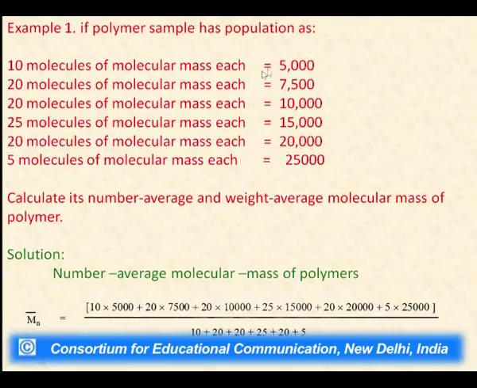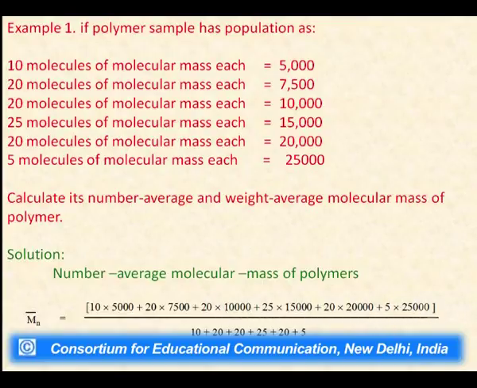If a polymer sample has a population of many monomers, like 10 molecules of a particular monomer with molecular mass 5000, 20 molecules of molecular mass 7500 each, 20 molecules of molecular mass 10,000, 25 molecules of molecular mass 15,000, and so on, you have to calculate its number average and weight average molecular mass.